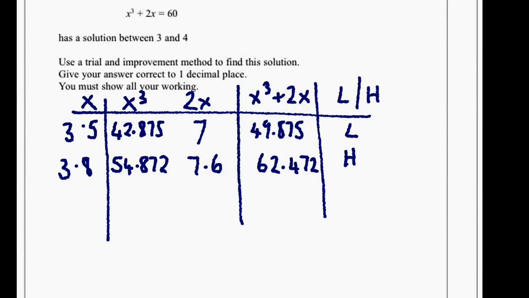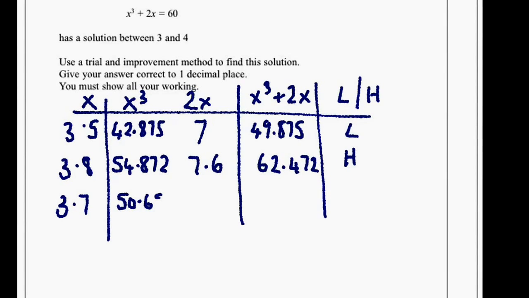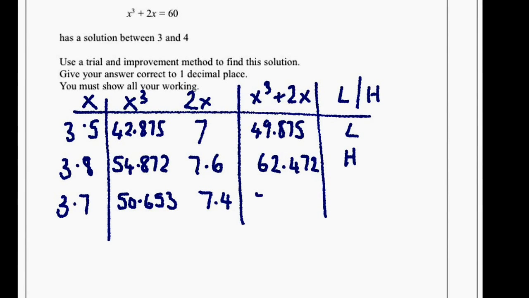So I'm going to go to 3.7. So 3.7 cubed is 50.653, and 3.7 times 2 is 7.4. When I add those together, plus 2.653, I get 58.053, which is too low.